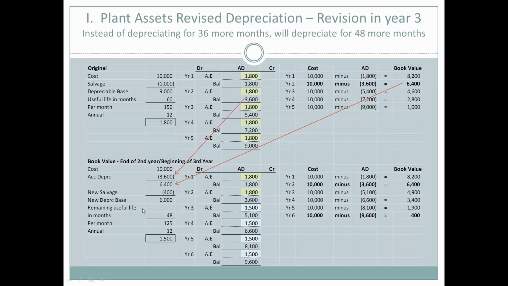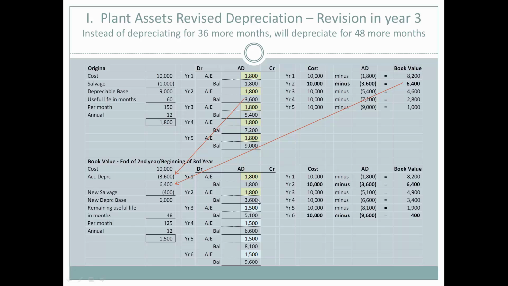Now, instead of depreciating it over another 36 months, we've determined that we're going to depreciate it over another 48 months or 4 years. So now we're going to have the remaining useful life in months of 48 months. So now our new depreciation will be $125 per month. And so we'll multiply that by 12 to get an annual depreciation rate of $1,500. So this was the prior depreciation calculation.